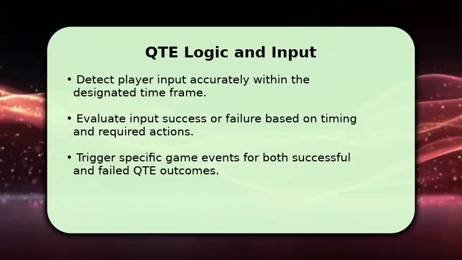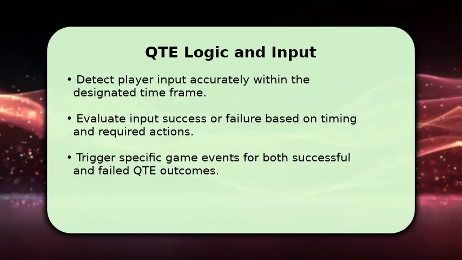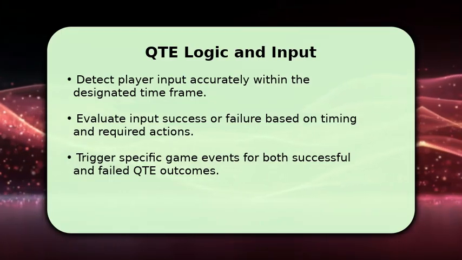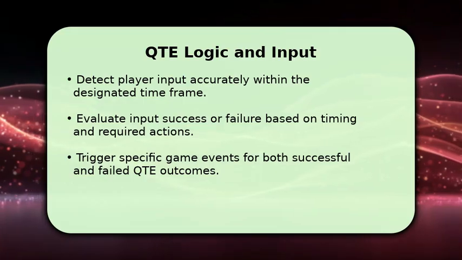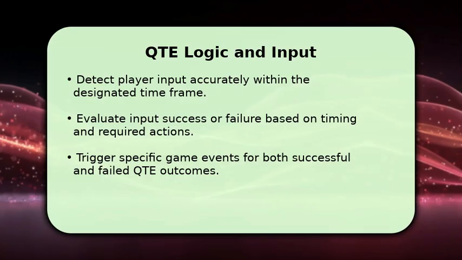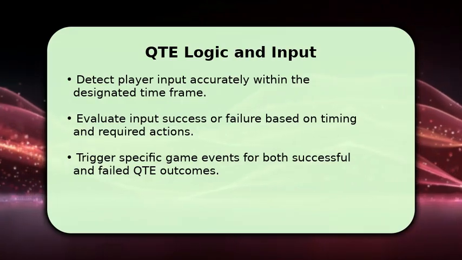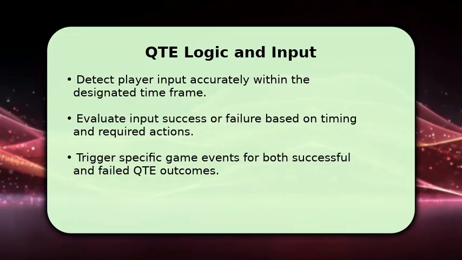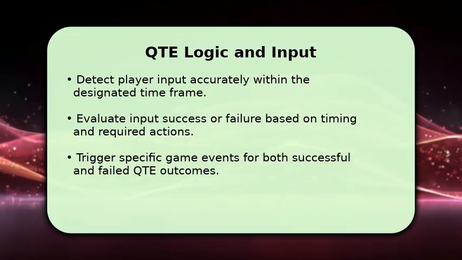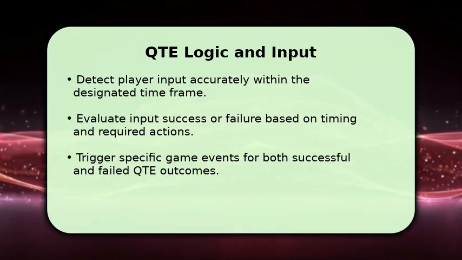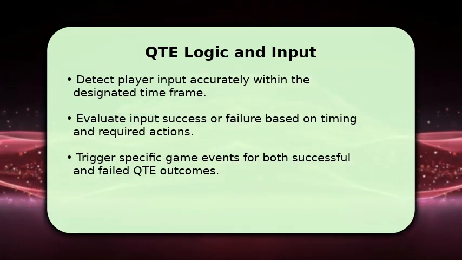Your script needs to actively listen for player input, like a specific key press, only during the active QTE window. Once input is received, evaluate if it was correct and on time. A successful input might lead to a positive game outcome, while a failed one could result in a negative consequence. This immediate feedback loop is vital for player understanding and engagement, making each QTE feel impactful.